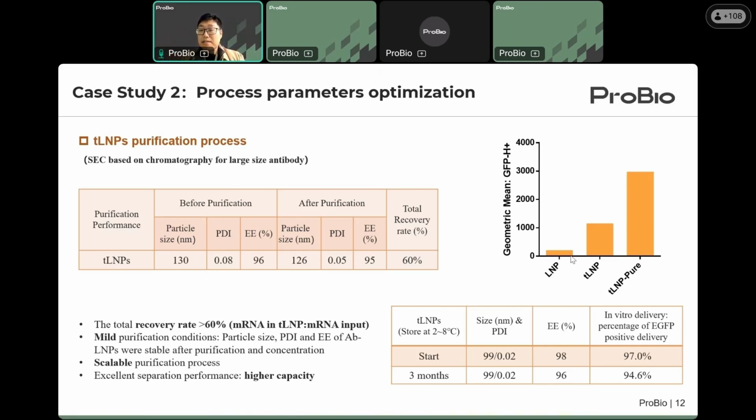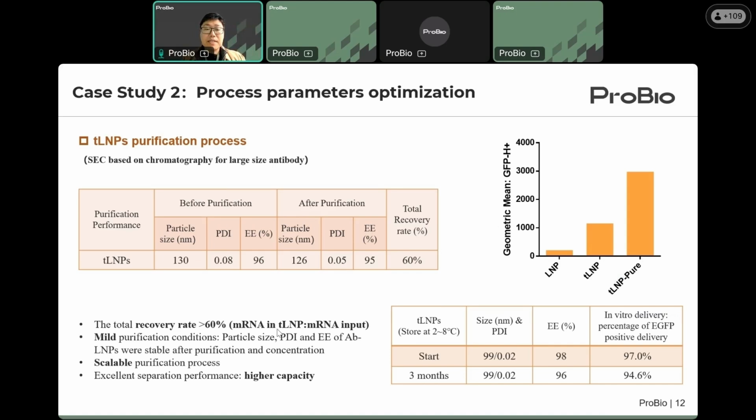So this is why. If you don't get rid of all of the free antibody, for example, here's the one in the middle, you will see the cell expression level is just so-so. However, if you get rid of all of them, you will improve your cellular expression quite a lot. Why? Because the free antibodies are going to combine with the cellular receptor, and that will affect your endosome escape or the uptake of the tLNP.